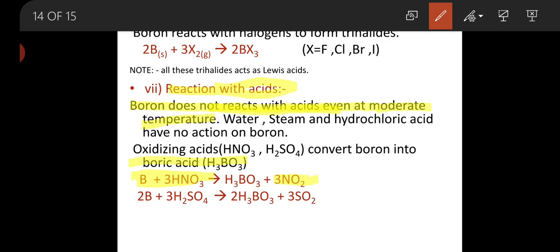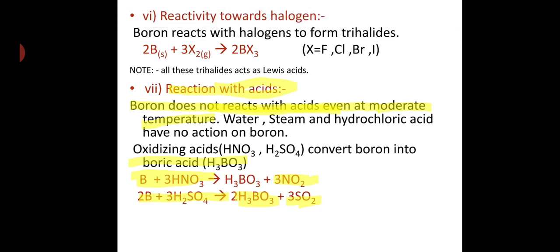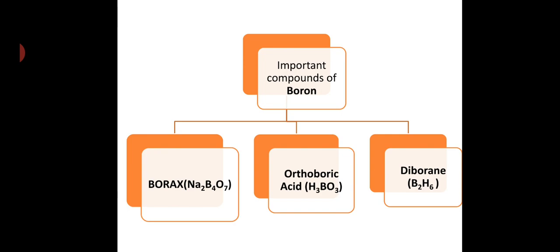Similarly, boron on reacting with the oxidizing agent sulfuric acid also forms boric acid. At a high temperature it reacts and forms boric acid, H3BO3, and liberates sulfur dioxide. This is the chemical property of boron.